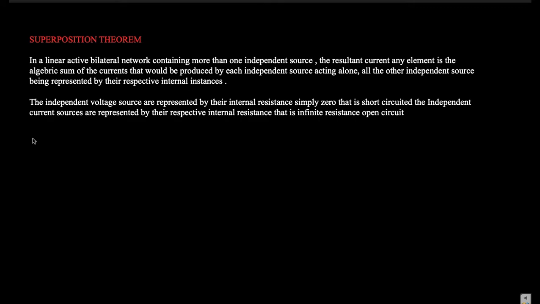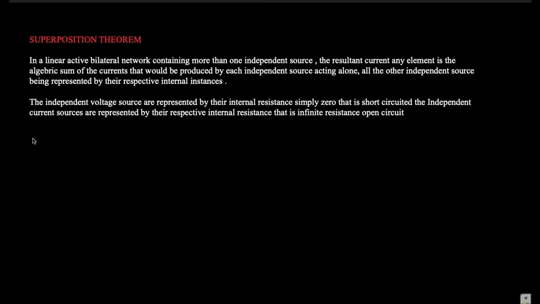What does the superposition theorem tell? It tells that in a linear active bilateral network containing more than one independent source, it is also applicable for the dependent source, but the dependent source is not in your syllabus. That's why I am just following the syllabus for ESE 101.